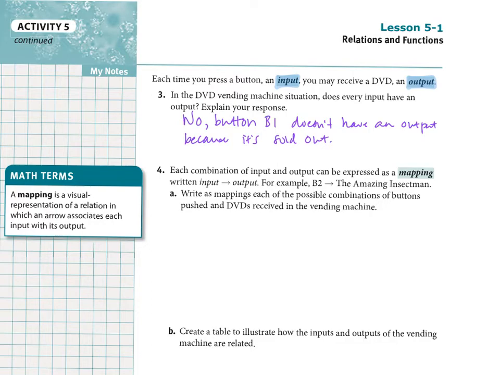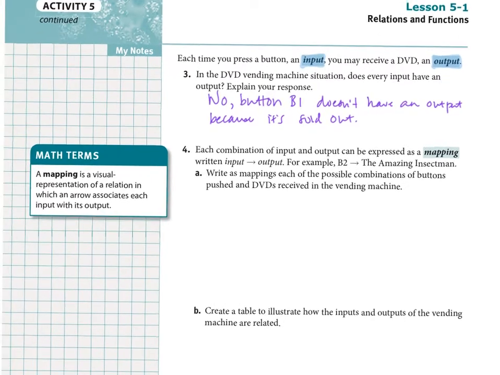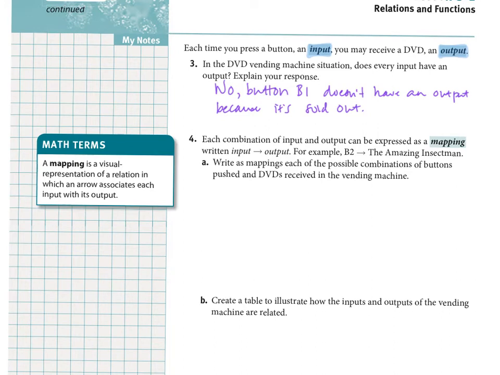Now, to keep looking at this for our next question, it says number 4. Each combination of input and output can be expressed as a mapping. So that's another vocab word that we're going to be focusing on. A mapping. And it can be written like so. Input to output.